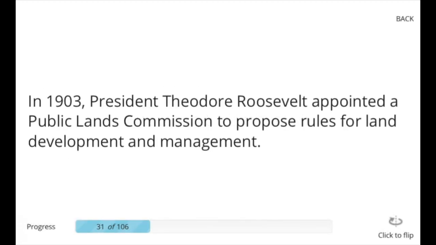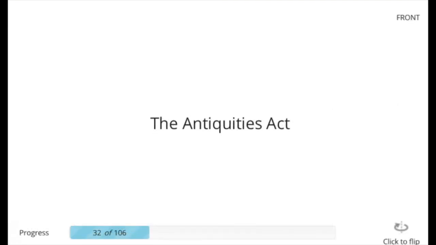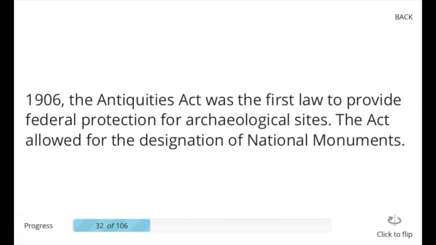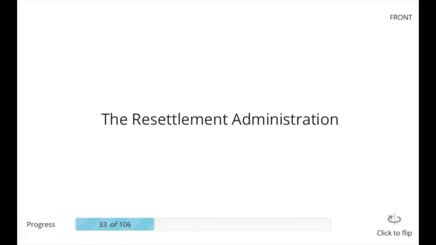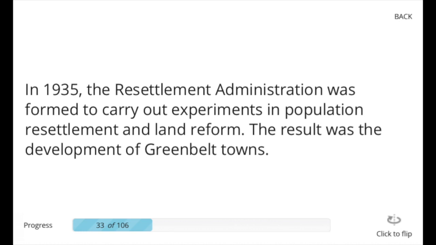Public Lands Commission, 1903, President Teddy Roosevelt developed this to propose rules for land development and management. The Antiquities Act, 1906, this provided federal protection for archaeological sites and also allowed for the designation of national monuments. The Resettlement Administration, in 1935, was formed to carry out experiments in population resettlement and land reform. It resulted in the development of Greenbelt towns.